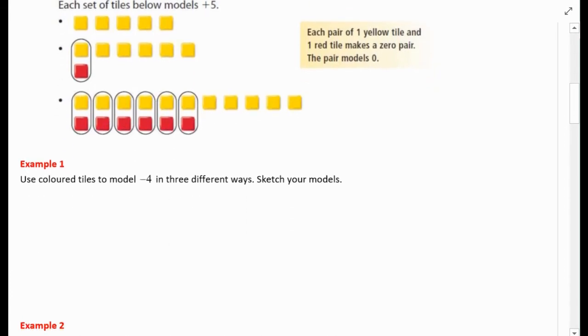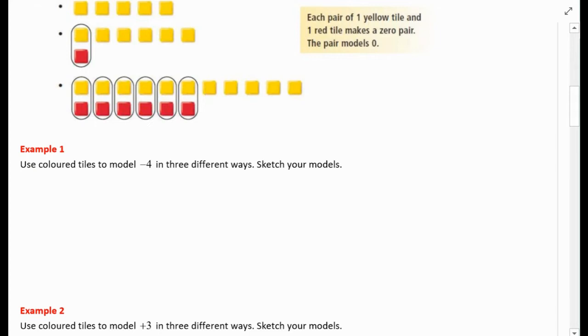Alright. Let's look at example 1. Use colored tiles to model negative 4 in 3 different ways. Sketch your model. So color tiles, we don't have colors, so I'm just going to list. So this one is a negative tile. And this one is a positive tile. Okay? So you can just write a positive or negative sign in the box. Okay. So negative 4. We can just list 4 negative tiles. So this is the first way and the simplest way.